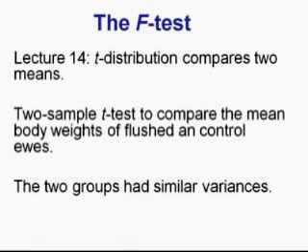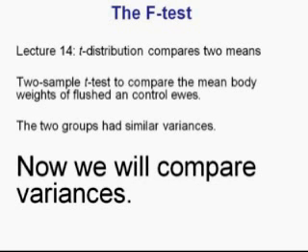In Lecture 14, we learned about the t-distribution to compare two means. We performed a two-sample t-test to compare the mean body weights of flushed and control U's. We said that for this test to be valid, we need to be sure that the two groups had similar variances. In this lecture, we will learn about a test that compares variances.